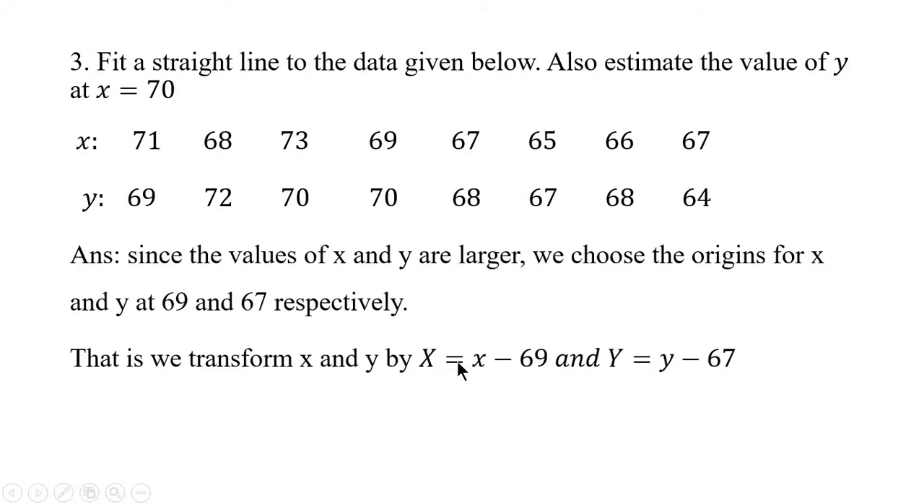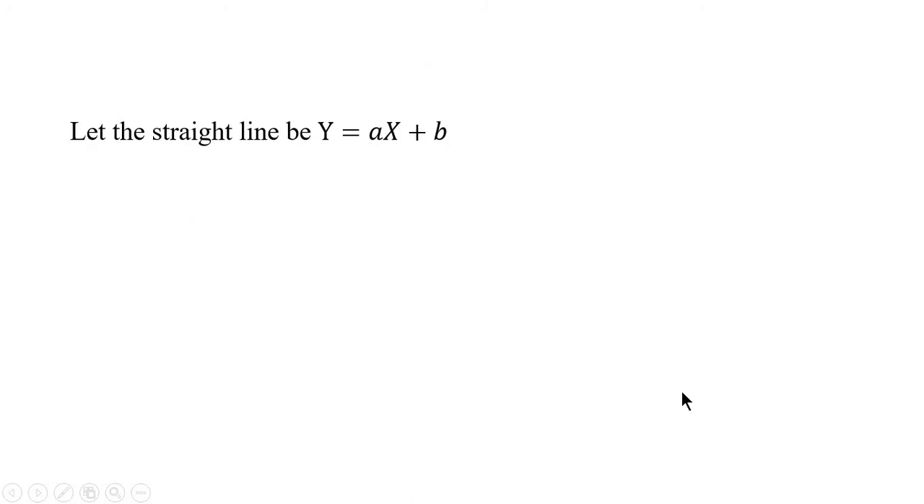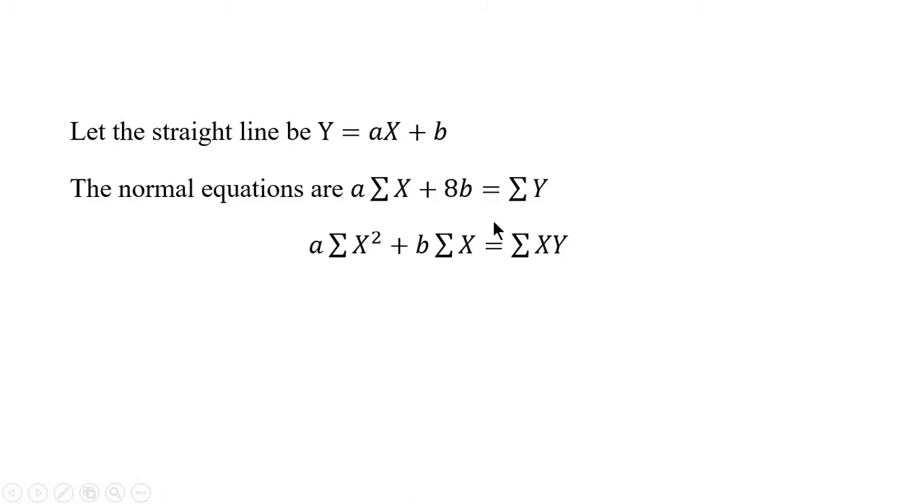And then we get two equations, capital X equal to x minus 69, capital Y equal to y minus 67. Using these equations, I can convert the small x values and small y values in terms of capital X and capital Y. Thereby, let us write down the straight line equation in terms of capital Y and capital X and also the normal equations in terms of capital X and capital Y. From these normal equations, it is obvious that we have to find out the sums sigma capital X, sigma capital Y, sigma capital X square and sigma capital XY.